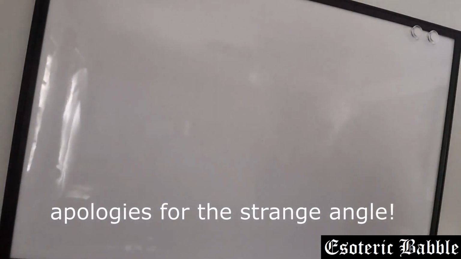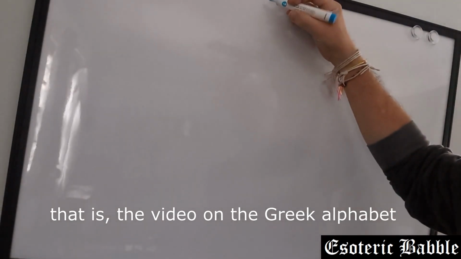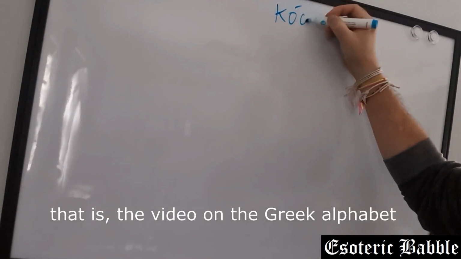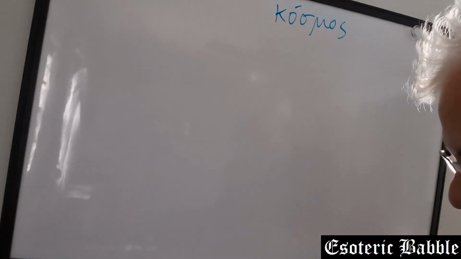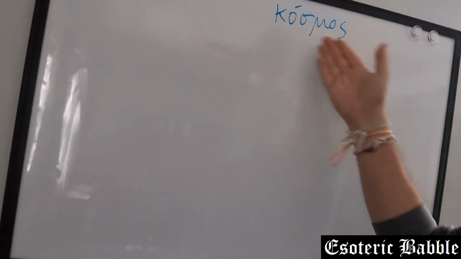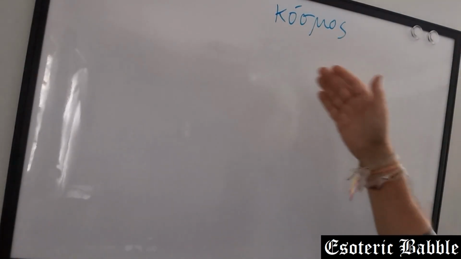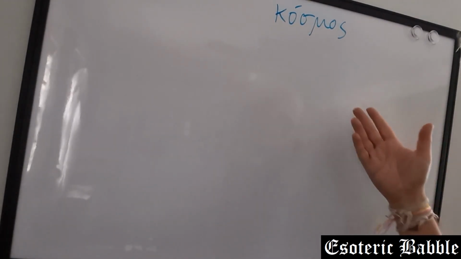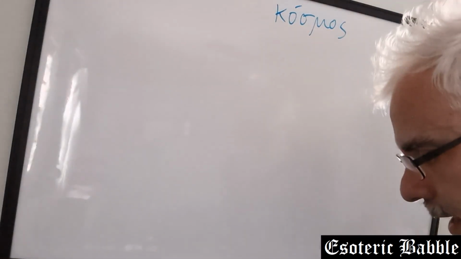So now we're going to try to get a feel for how the noun works in ancient Greek, ancient slash Koine slash New Testament Greek. And what we're going to do, we're going to take a word we already know from the pronunciation video. We're going to take this word cosmos, and see how it changes its form depending upon its function in a sentence.